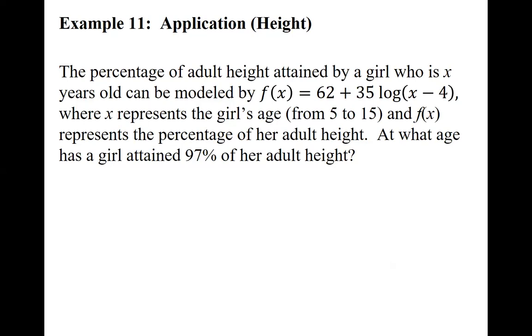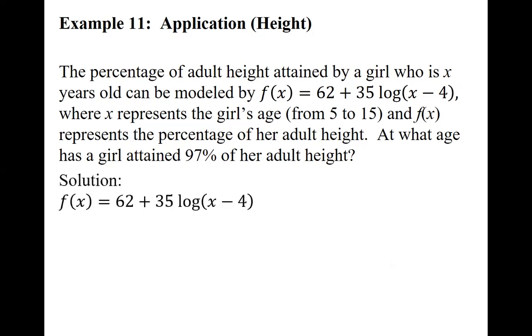The percentage of adult height attained by a girl who is x years old can be modeled by f of x equals 62 plus 35 log x minus 4, where x represents the girl's age from 5 to 15, and f of x represents the percentage of her adult height. At what age has a girl attained 97% of her adult height?